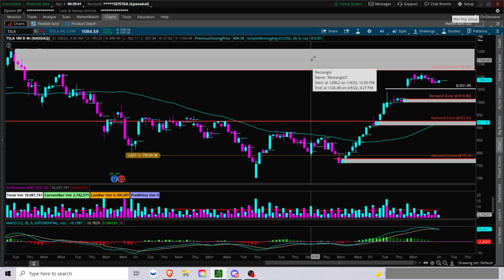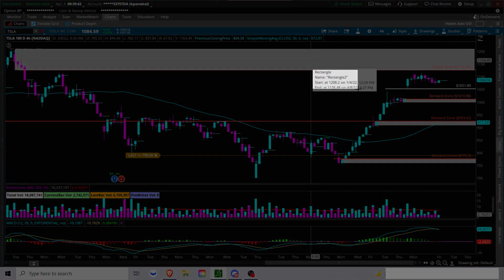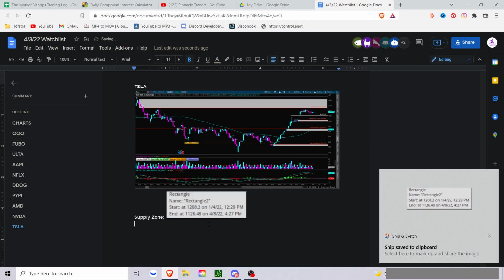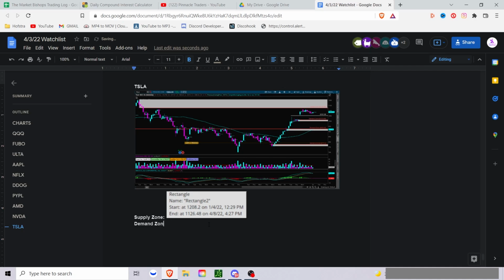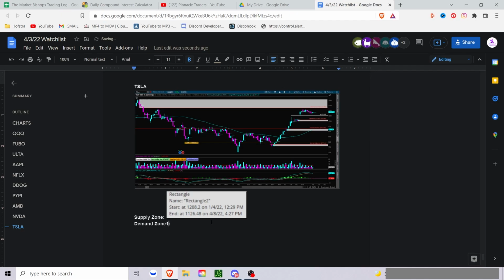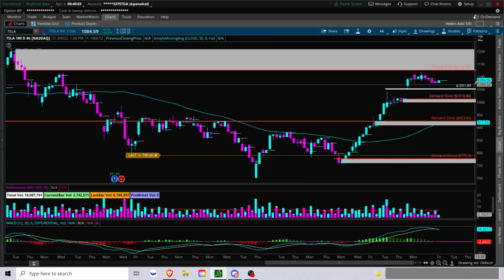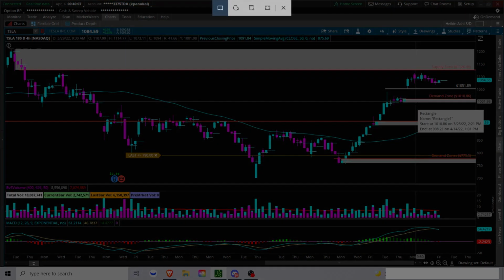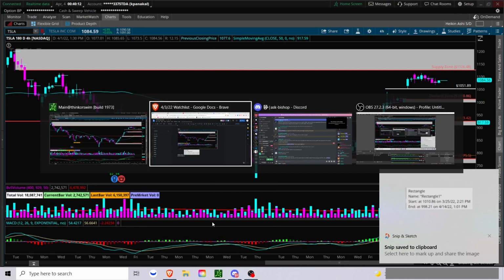So we have the supply zone that starts at $1,126 all the way to $1,208. Then we have 3 demand zones. Not all of them are going to obviously be met in the future, but we have the first demand zone that's the most likely to be tested soon, right? Which is at $1,010 to $998.